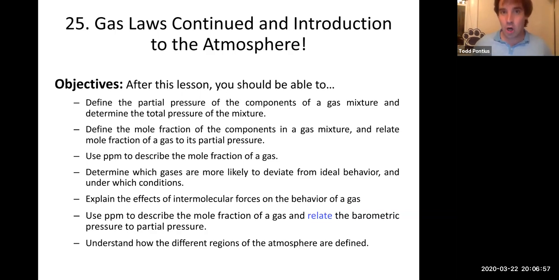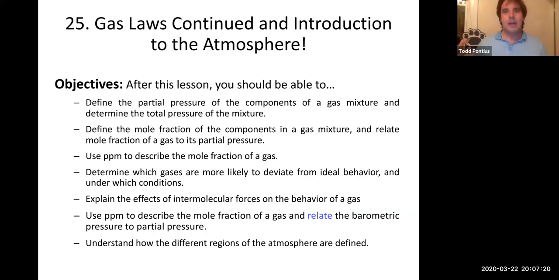Good day to all. We're going to be continuing our discussion on gas laws. First, we'll be invoking a new equation that relates density to our other parameters. Then we're going to be looking at why gases deviate from ideal behavior. Turns out that in real life, sometimes gases ain't so ideal. Finally, we'll be looking at our atmosphere, which is full of gases.